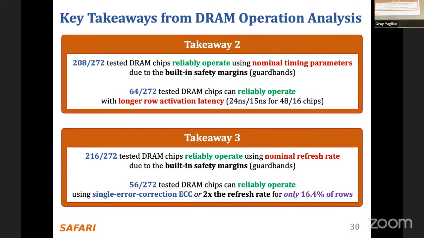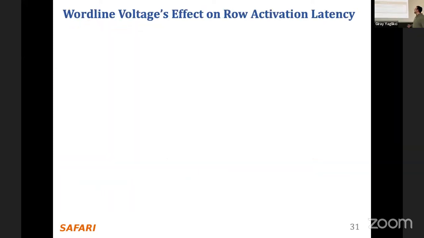And so we basically do two different analyses. This is for one of them. The other one shows that, again, with nominal refresh rate, we can reliably operate most of the modules, and a small fraction of them have data retention failures when we reduce wordline voltage. To avoid that, we can employ some error correcting codes or double the refresh rate only for about 16% of rows, and it addresses the problem.